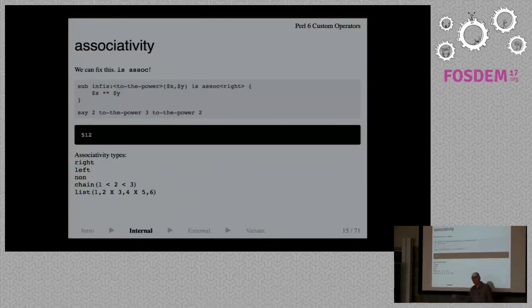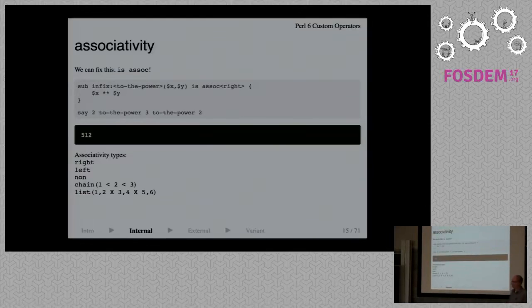You have this thing called chain associativity, which is really cool because the less than operator has chain associativity, so you can say 1 is less than 2 is less than 3, which means 1 is less than 2 and 2 is less than 3. You also have list associativity, which says take all of these things and let me just make a multi-valued function that I can operate on all of them at once. The cross product is list associative.